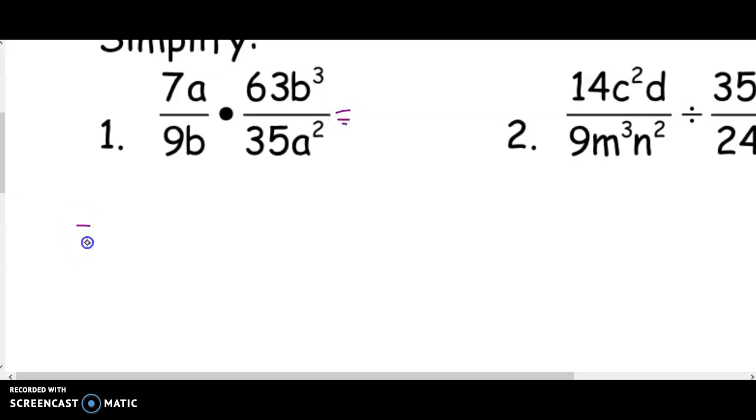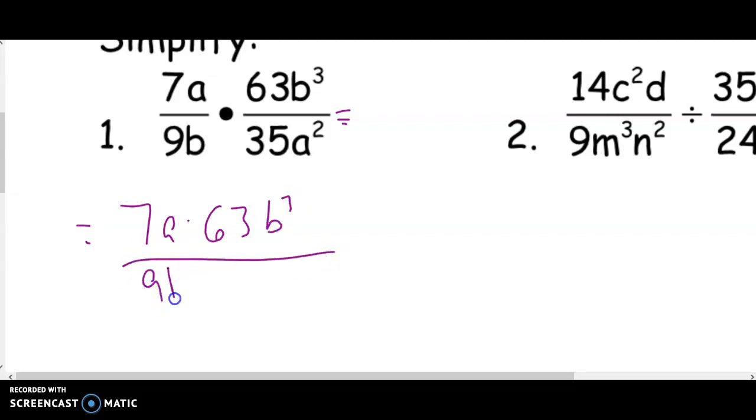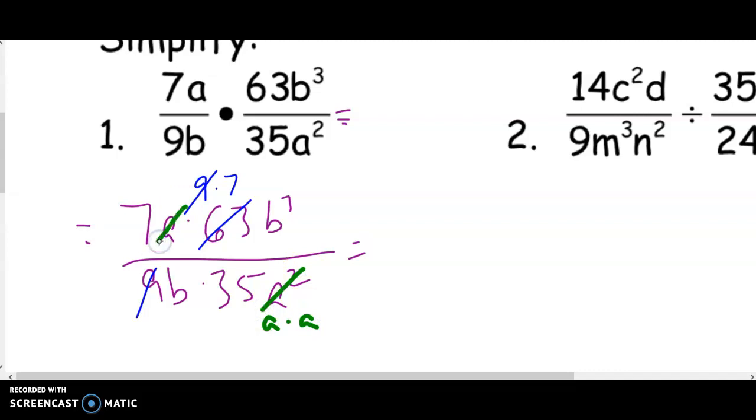So up top, 7a times 63b cubed, 9b times 35a squared. Reduce as much as possible, cancel out as much as possible. So 63 is 9 times 7. So this 9 will cancel with that 9. A squared is a times a, so one of those will cancel.